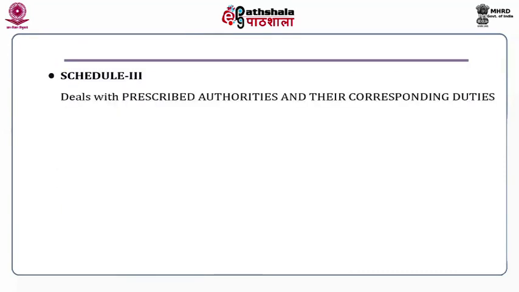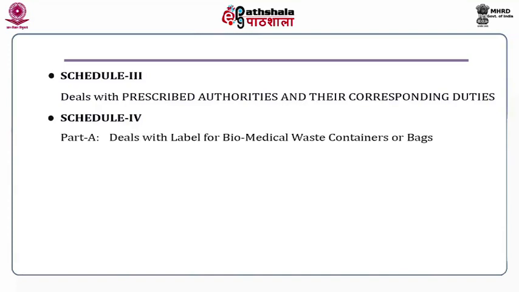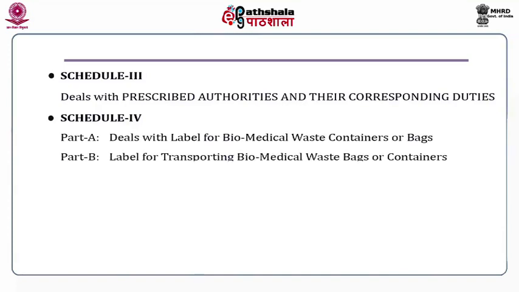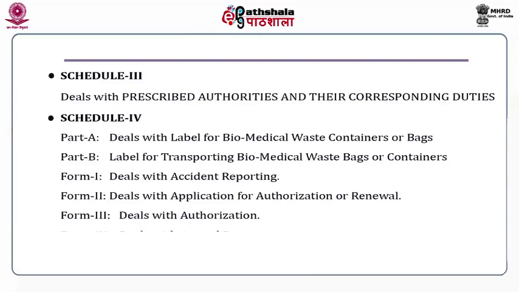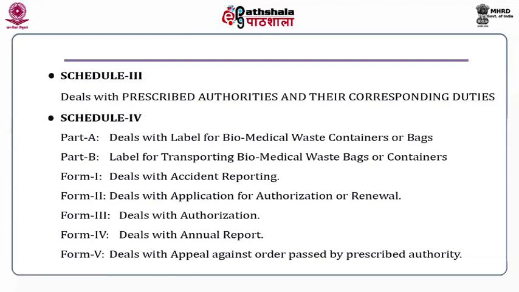Schedule 3 deals with prescribed authorities and their corresponding duties. Schedule 4. Part A deals with a label for biomedical waste containers or bags. Part B deals with a label for transporting biomedical waste bags or containers. Form 1 deals with accident reporting. Form 2 deals with application for authorization or renewal. Form 3 deals with authorization. Form 4 deals with annual report. Form 5 deals with appeal against order passed by prescribed authority.